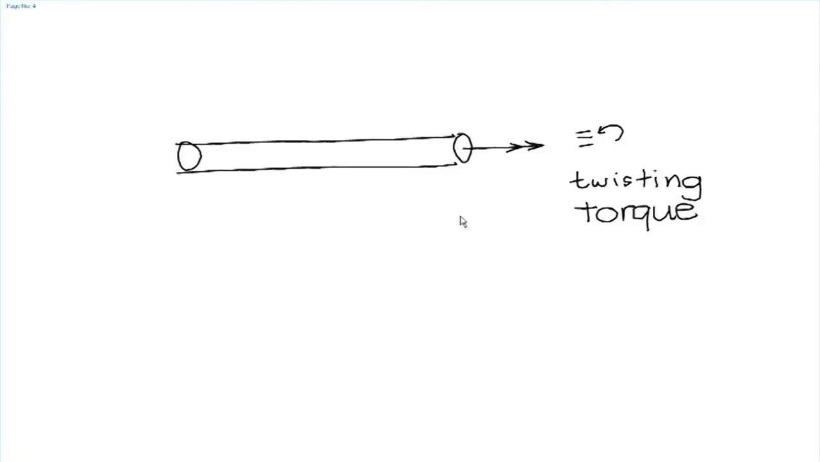And the corresponding effect of this torque is that these sections rotate or twist, and the effect of this twisting torque, by definition, is to create a twist, as simple as this.